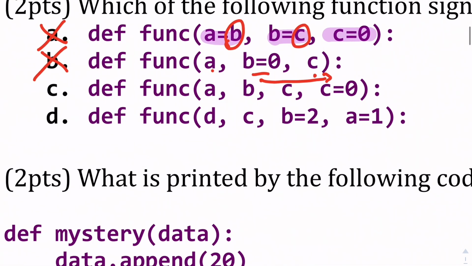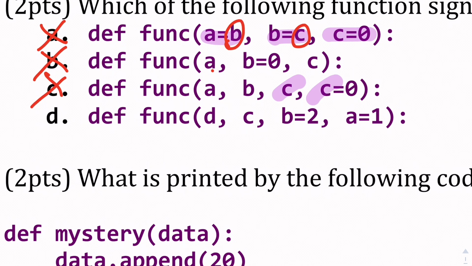Def func abc, c equals 0. So the ordering on this one's right. We've got all of our positional parameters before our default. But the one big problem is we can't double dip. You can't have C as a positional and C as a default. You have to pick exactly one. So this one won't work either.